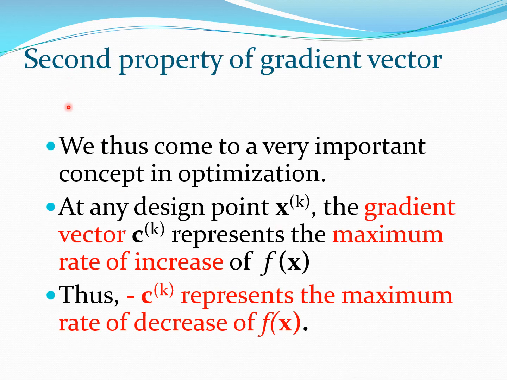So we come to a very important concept in optimization. At any design point xk, the gradient vector ck represents the maximum rate of increase of f(x), and therefore negative of ck represents the maximum rate of decrease of f(x). So that is the very important theorem in optimization, that the negative of the gradient vector points you in the direction of maximum rate of decrease of f(x).